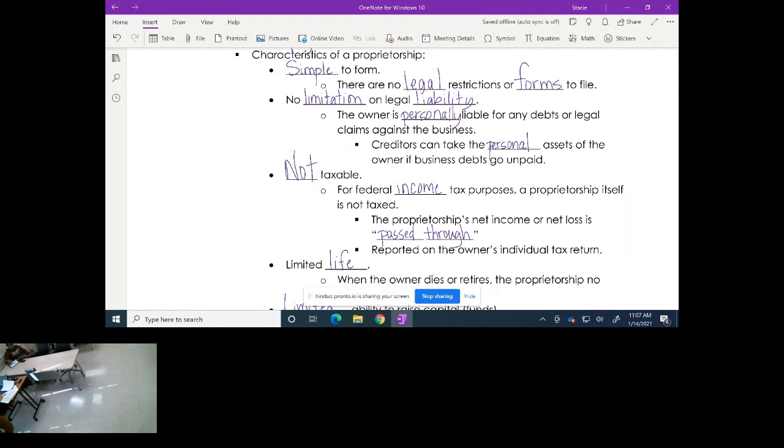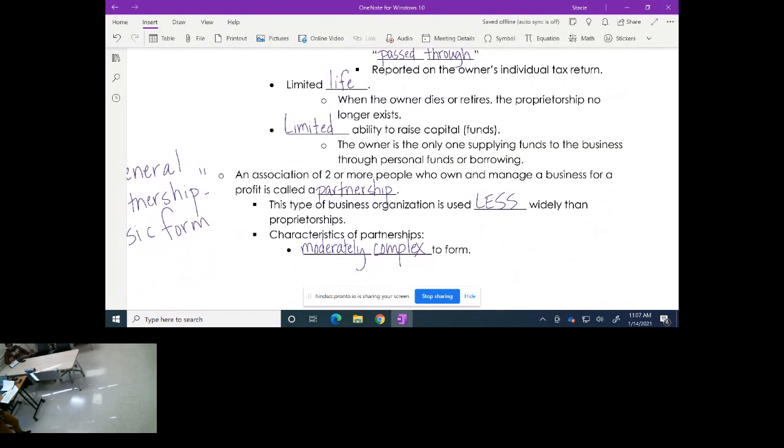They're not taxable in and of themselves. The net income, you as an individual owner pay tax on. So it kind of flows through. That's what it's called: pass through, flow through, same thing. It also has a limited life. When the owner dies, there's no more business because it's a single owner. They retire, the business is gone. They don't have a lot of resources for raising money to expand the business or if they need money for equipment. The owner is the only source. So whatever the owner has or can borrow, they're pretty much limited to.